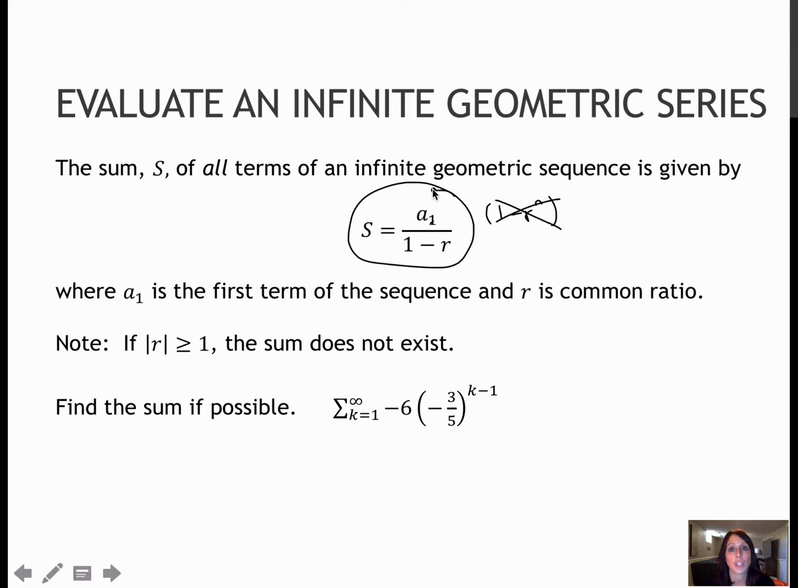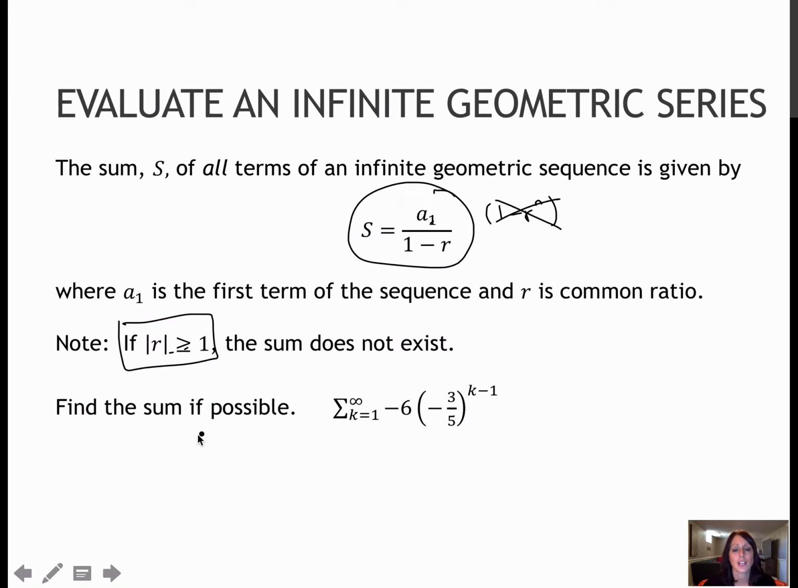So obviously this is one that you would write down, but a very, very important thing here is that if the absolute value of r is greater than or equal to 1, then the sum does not exist, because those values would keep getting bigger and bigger and bigger.